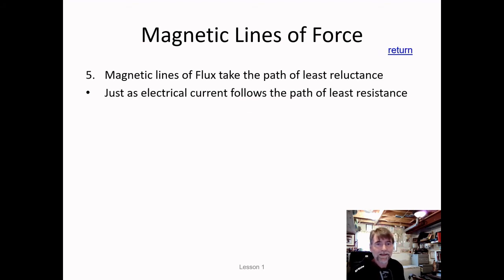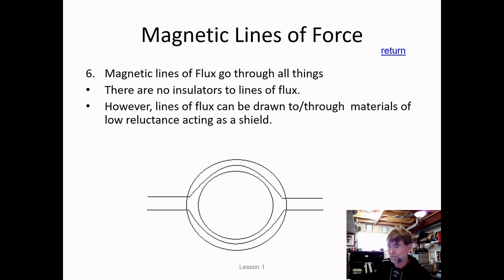The fifth point: magnetic lines of flux take the path of least reluctance, just as electrical current follows the path of least resistance. I'm not sure that there's much more to say about that, but it leads into a further conversation. Moving on to this one right here. Magnetic lines of flux go through all things, which means there are no insulators.